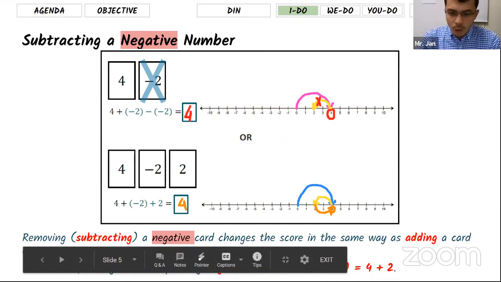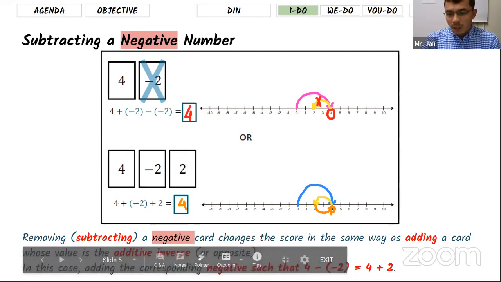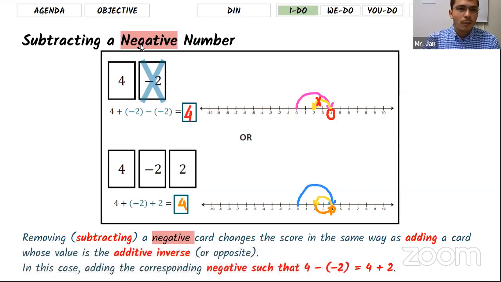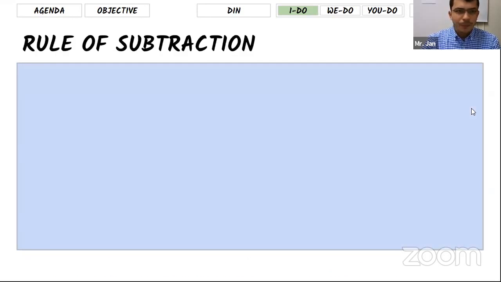If you remember, in the first week of the school year I told you that if 2 negative signs meet together, they become positive. So whenever you see 2 negatives come together, just assume that it's positive, okay? So instead of 4 minus negative 2, it's the same thing as 4 plus 2. This is the rule for subtraction of negative numbers. Let's go on to the next slide and summarize what we learned today.